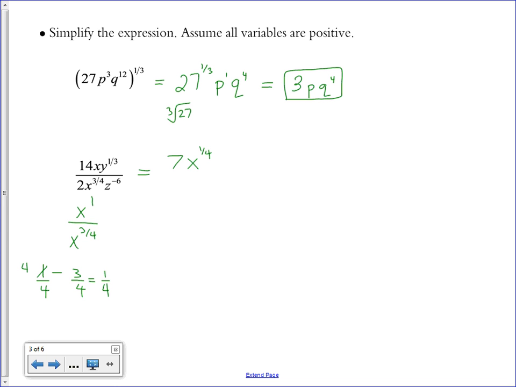With our y's, we have y to the 1/3, and there's no y's on the bottom to simplify it with. So y stays as y to the 1/3. And with our z's, remember, negative exponents can't be left in our final answer, so we're going to bring this up to the top and make it a positive exponent instead. And so it's becoming z to the 6th. And now there's nothing left on the denominator, so I don't need to show a 1 down there. And I can leave it in rational exponent notation since it doesn't say otherwise.